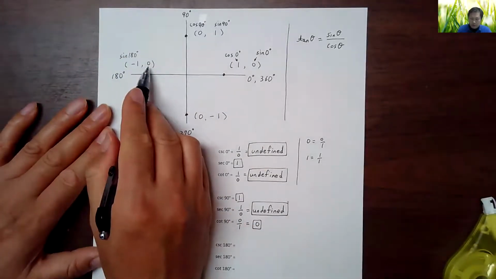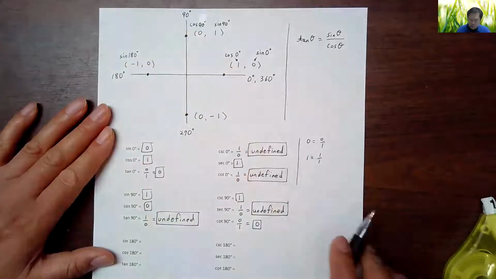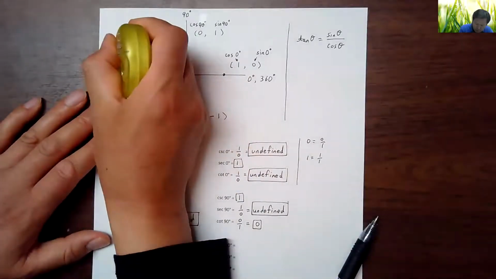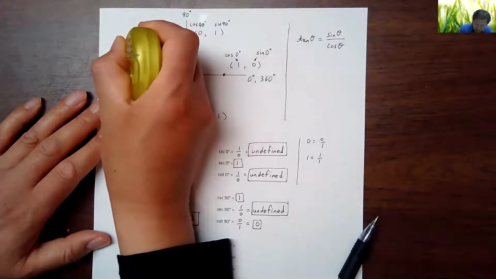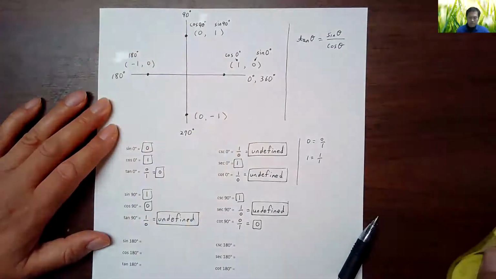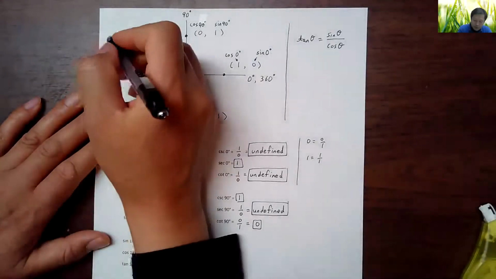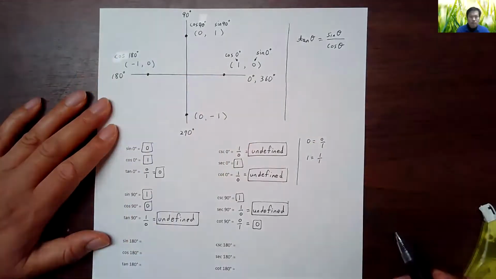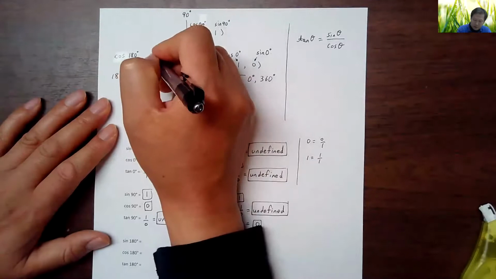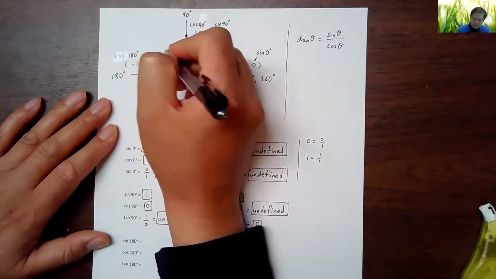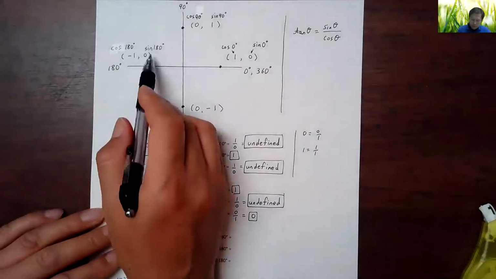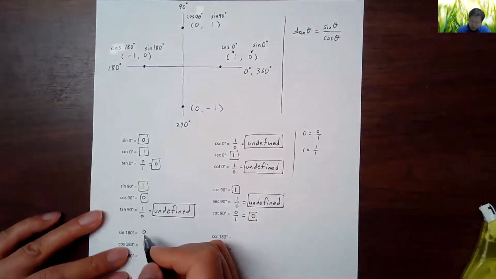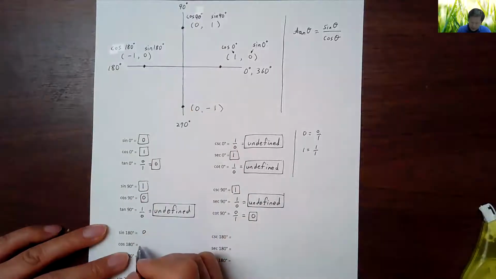Y value is cosine. Nope, the other way. X value was cosine. Y value was sine. So sine 180 degree was 0. Cosine 180 degree was minus 1.